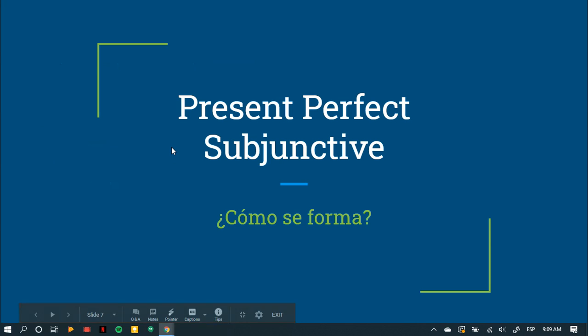So now that we've reviewed the present perfect indicative, it's probably a good idea to talk about the present perfect subjunctive y cómo se forma este tiempo de los verbos.